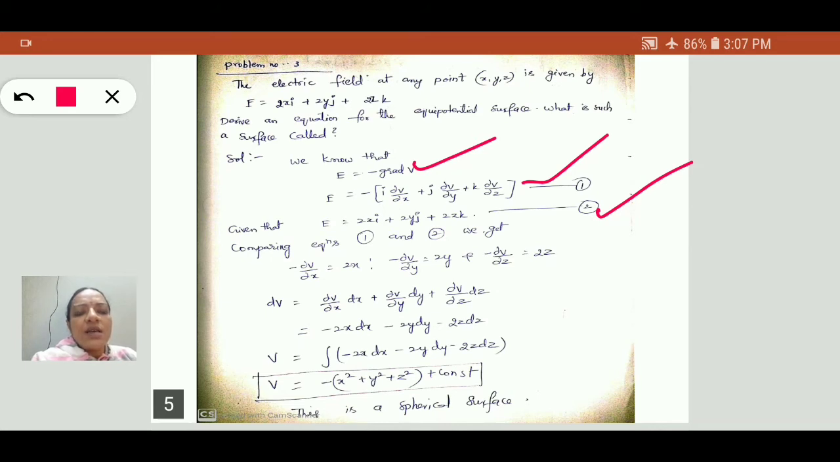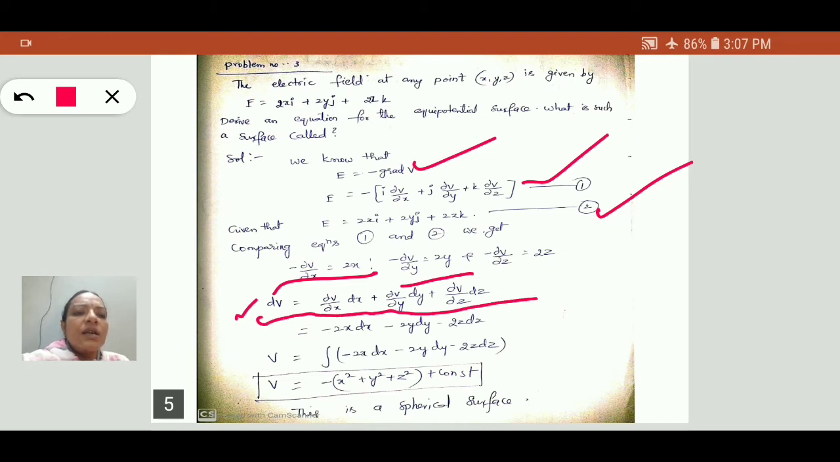By equating the coefficients of i, j, k, we get minus ∂V/∂x is equal to 2x. Similarly, minus ∂V/∂y is equal to 2y. Similarly, minus ∂V/∂z is equal to 2z. Therefore, the complete potential dV can be written as ∂V/∂x, so to calculate the equipotential surface.